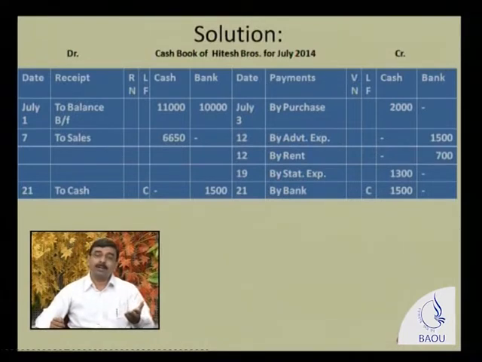Dated 19th, stationery is one type of expense. As per the nominal account rules, stationery expense account is debited, and as I mentioned, nothing is mentioned in this transaction whether it is cash or bank. That's why we consider it a cash transaction. So by stationery expense account, write down the amount in front of it in the cash column, rupees 1,300.